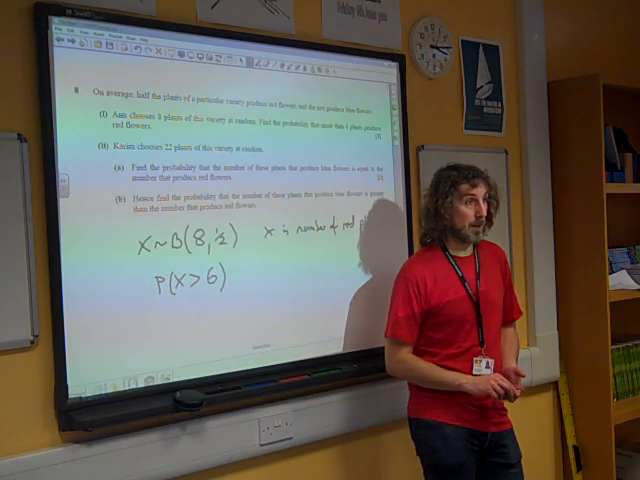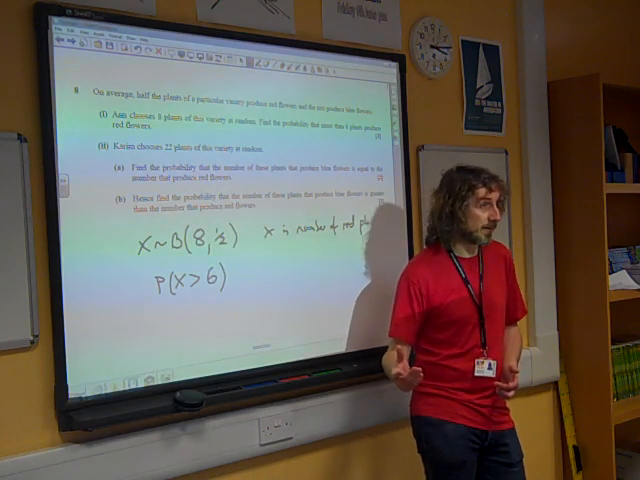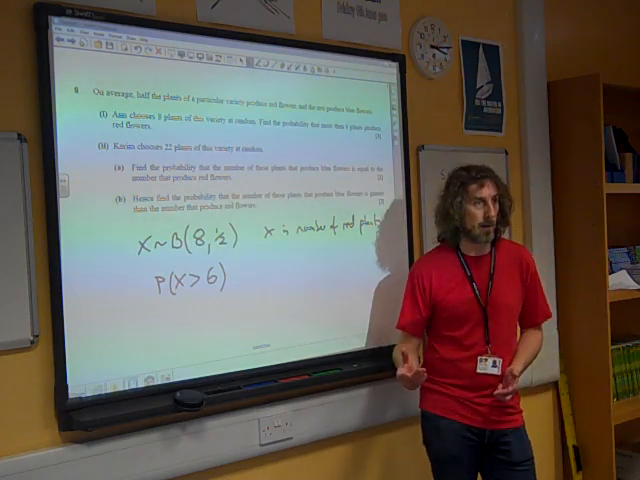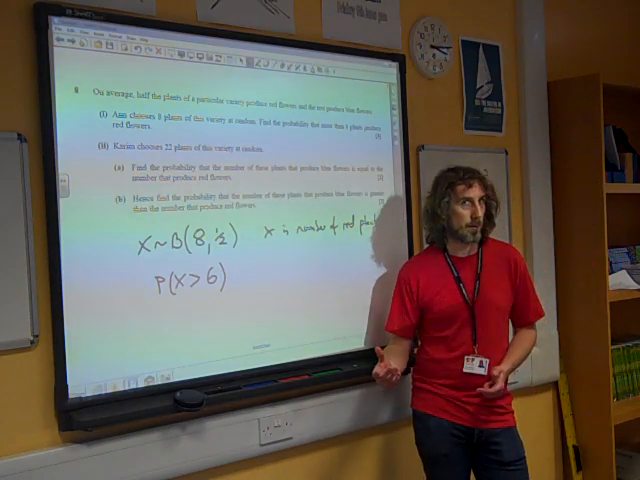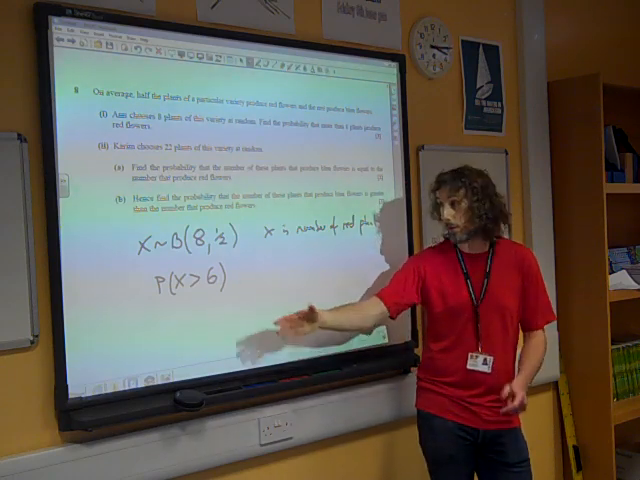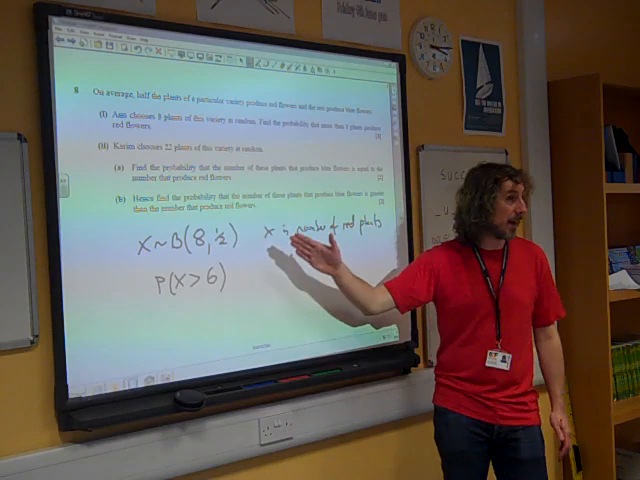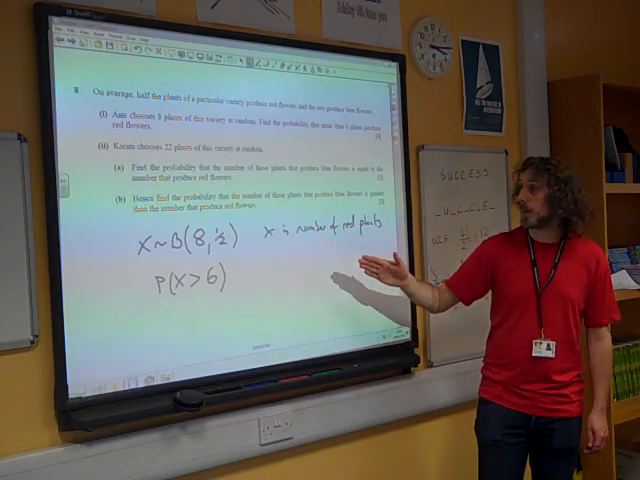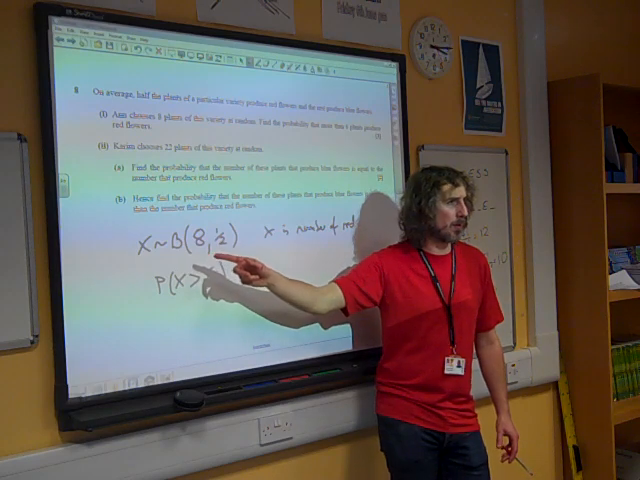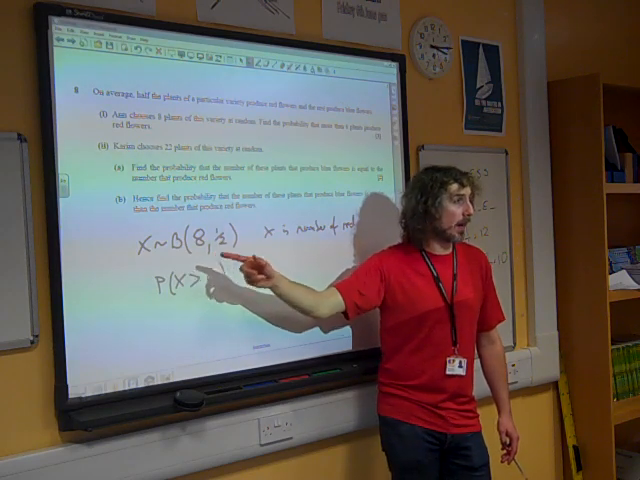You could use the formula that we've just been using, the nCr, p to the r, q to the n minus r formula. We could use that and work it out for X equals 7 and X equals 8. But remember, 8 is in the formula booklet on one of those tables. So we could use the tables as well.